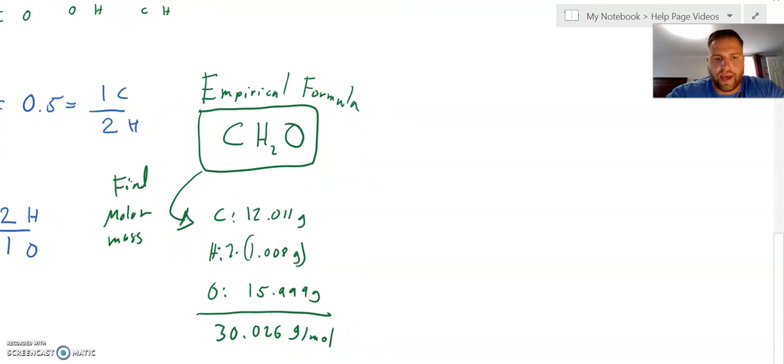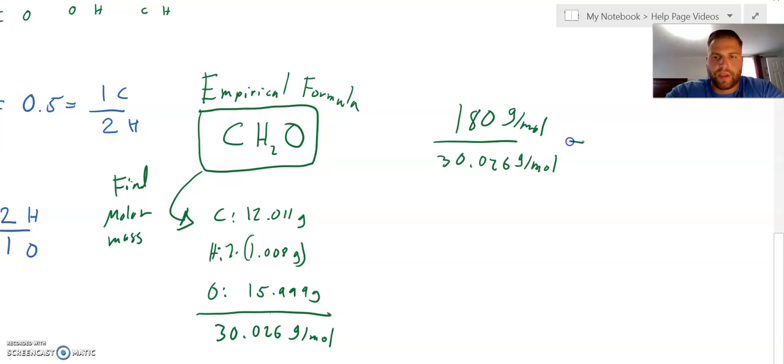So let's now go ahead and take 180 divided by 30.026 grams per mole. And what we're going to do is round this to the nearest whole number. So I do 180 divided by 30.026. What I get is 5.9. But the nearest whole number is 6. So this is my multiplier.